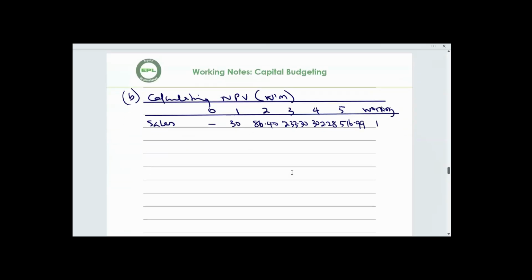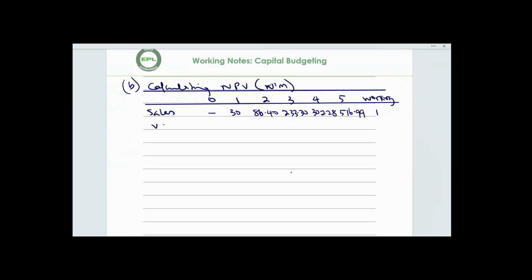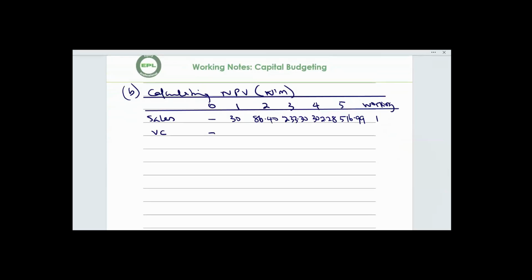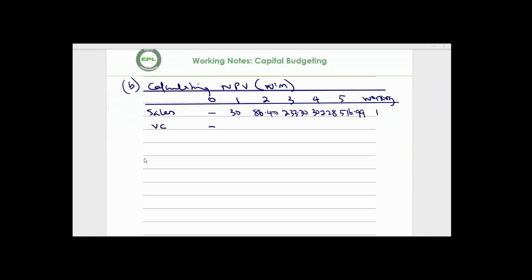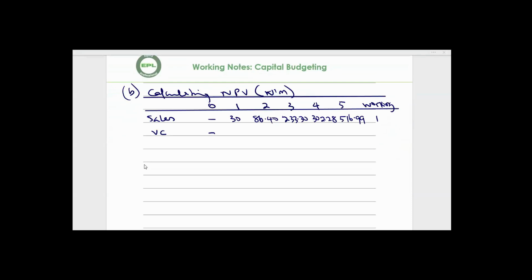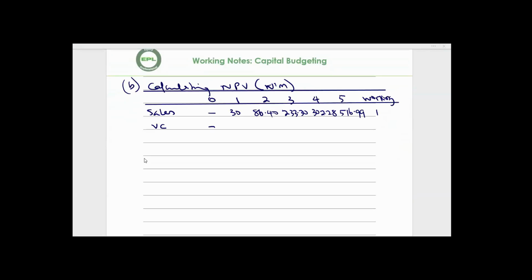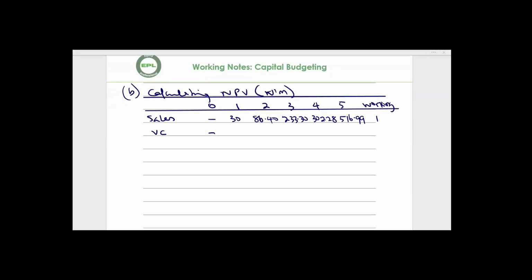I'm done with sales. I will then calculate variable cost. Let's go back to the question. How much is variable cost? Still on the same paragraph, the variable cost will be 800 naira per component. So what's the inflation rate on variable cost? We are told that the variable and fixed costs are expected to increase by 5% per year for the next 4 years. So variable cost is 800 naira per component and inflation rate is 5%.